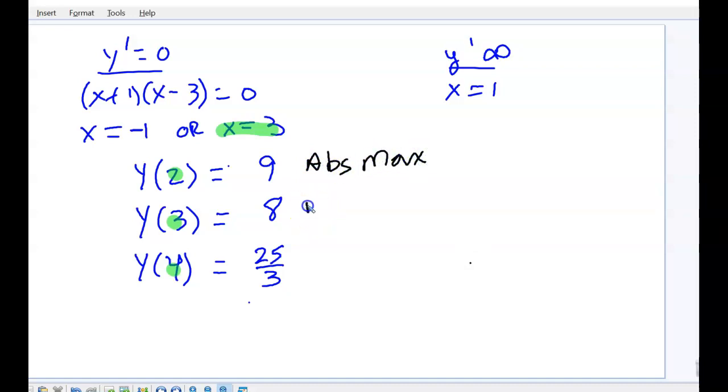And my absolute minimum is going to be 8, because 8 is less than 25 over 3, which is 8 1/3.